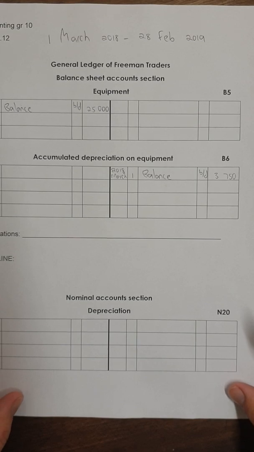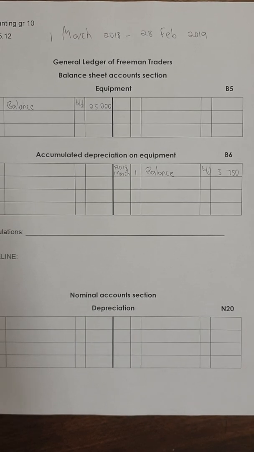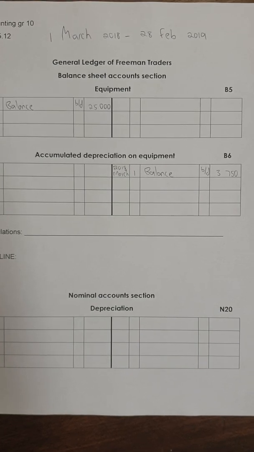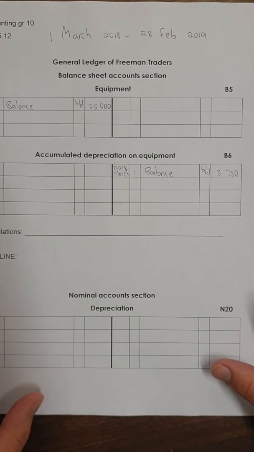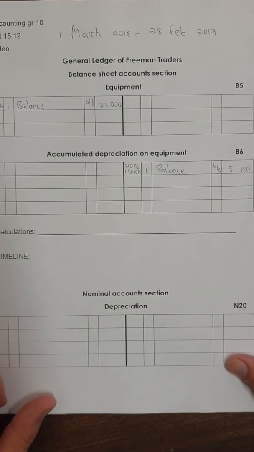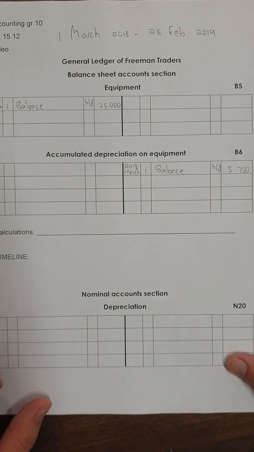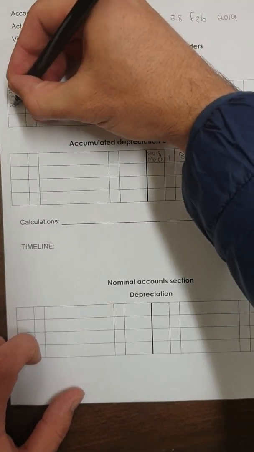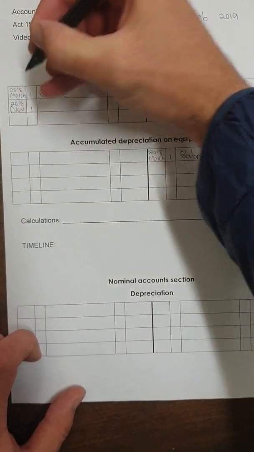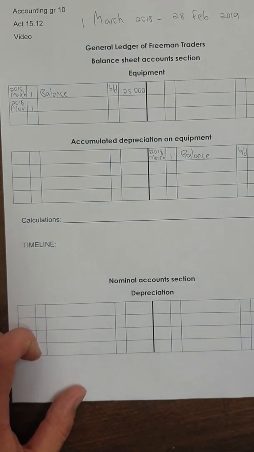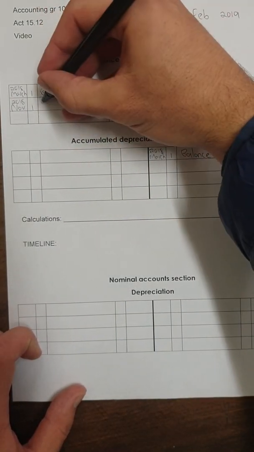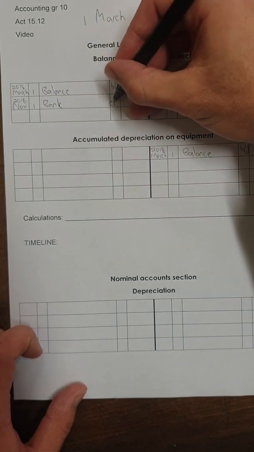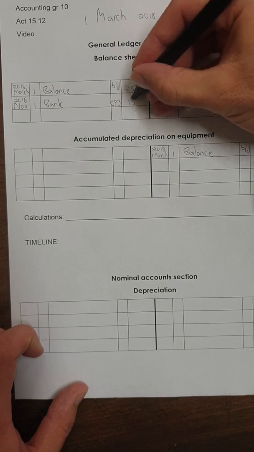Okay, then on 1 November 2018, you will see in the textbook they tell us that Freeman Traders bought additional equipment with a cost price of 15,000 for cash. That means our equipment increases, and equipment increases on the debit side since it is an asset. So on 2018 November the 1st, we bought it with cash. That means the account will be bank, and when we pay with cash, it's in our cash payments journal, and the amount is 15,000.